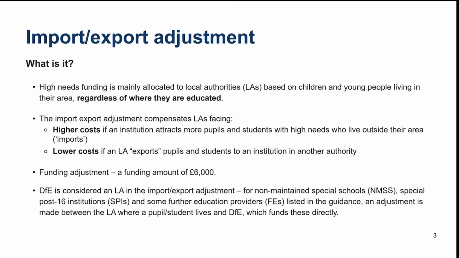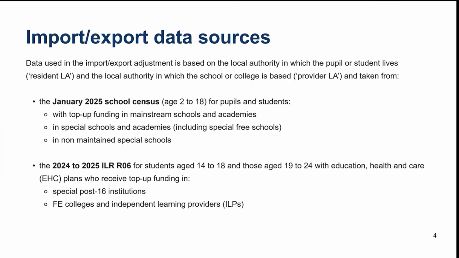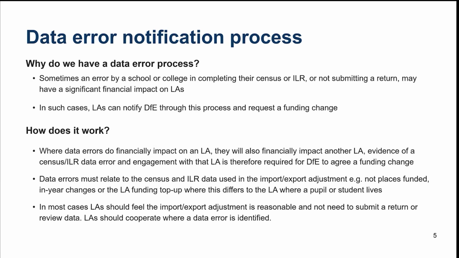And on to the next slide. So the data used to calculate the import-export adjustment in the DSG is the same as previous years. This is also set out in the guidance that was issued last week. It's based on the January 2025 school census for schools and the 24 to 25 ILR R06 for post-16 providers. And the next slide. So why do we actually have the data error process?